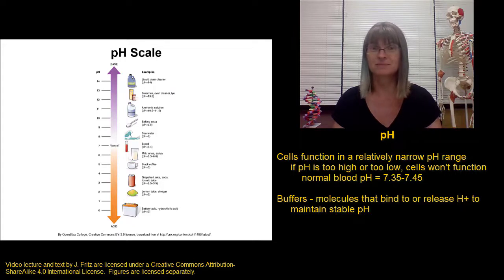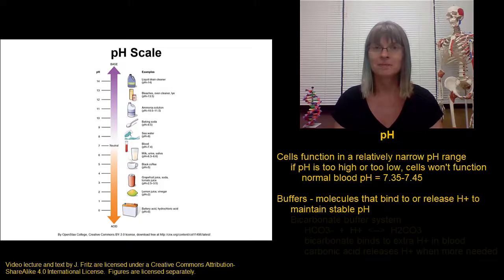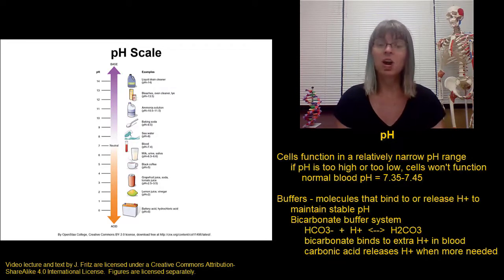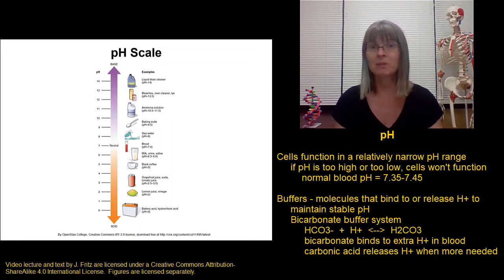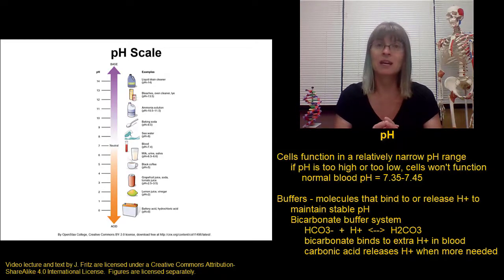An example of a buffer system in the blood is called the bicarbonate buffer system. There's a molecule in your blood called bicarbonate that can bind to hydrogen atoms to form carbonic acid. So if you have extra hydrogen atoms in your blood, the bicarbonate in your blood binds to them so they're not floating around loose. That forms carbonic acid.